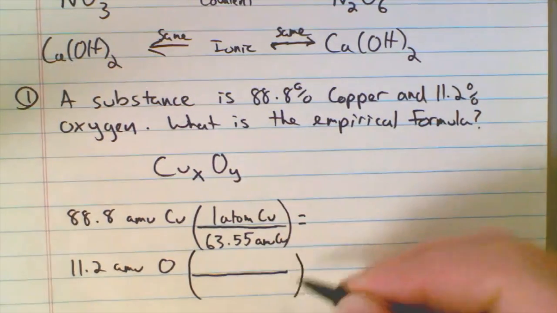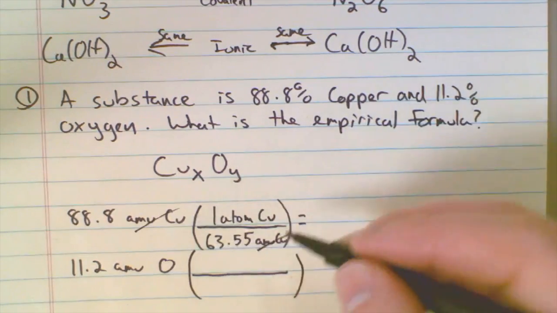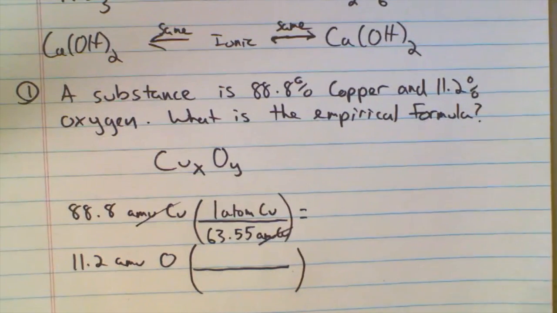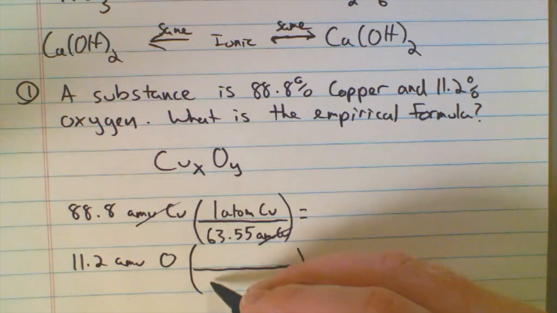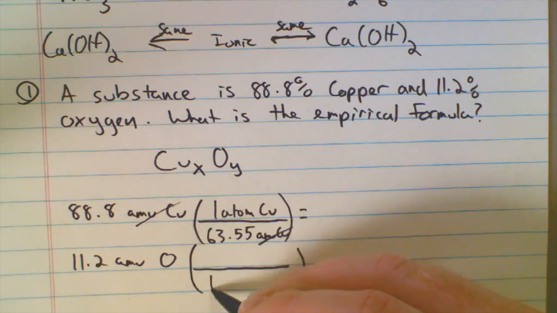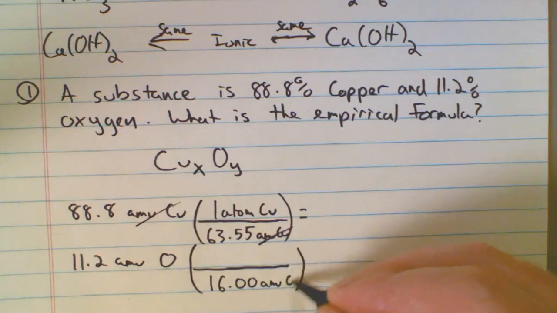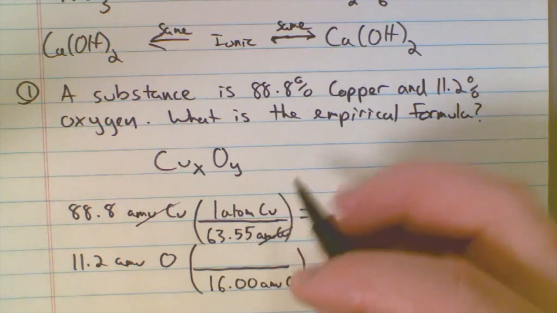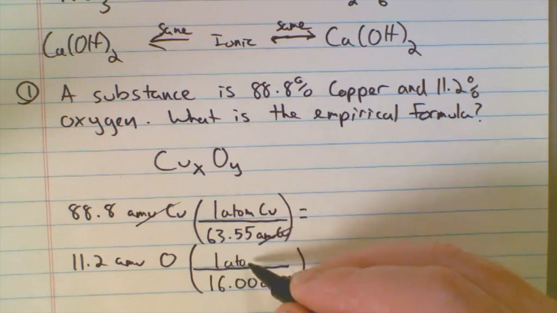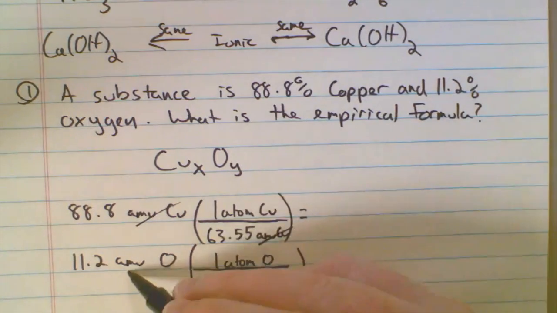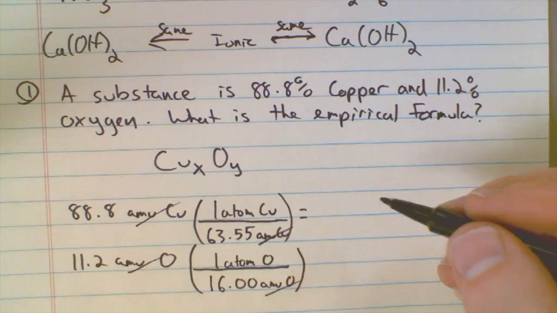So we're doing some unit analysis again. Do the same thing with oxygen. Oxygen's mass is 16.00 AMUs of oxygen in one atom of oxygen. So we're converting AMUs into atoms.